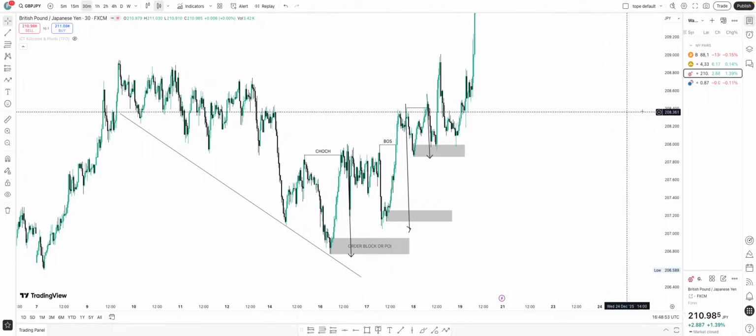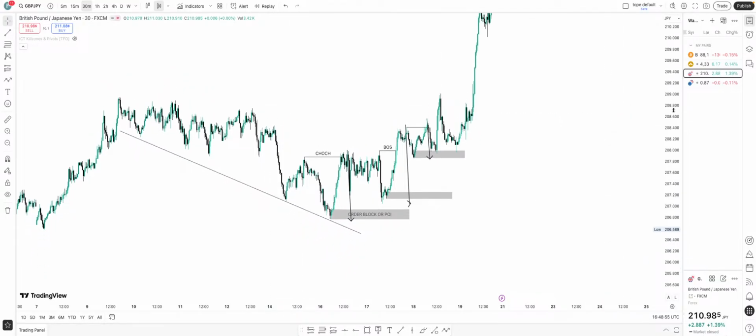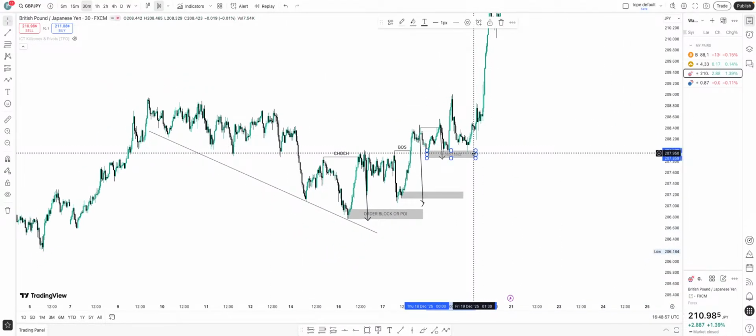Let's get into the single leg. Let's get into the double leg break of structure.